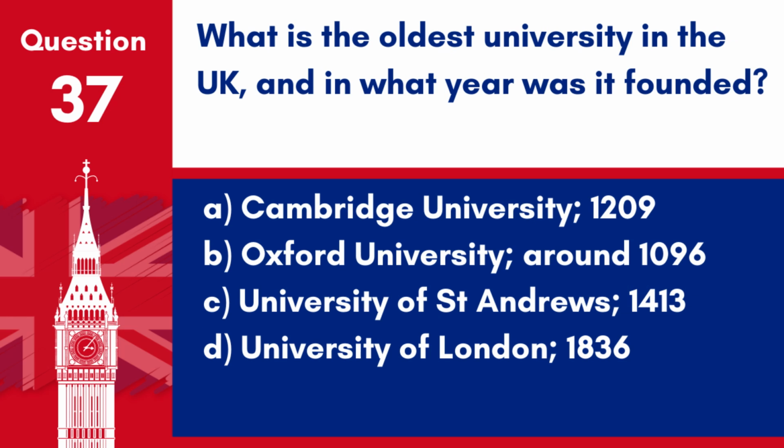Question 37. What is the oldest university in the UK, and in what year was it founded? A. Cambridge University, 1209. B. Oxford University, around 1096. C. University of St Andrews, 1413. D. University of London, 1836.